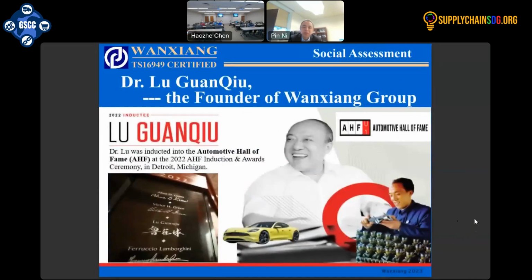Next page. And Dr. Lu was considered a blacksmith in China, and he was the founder of Wanxiang Group in China. Back in 1969, he started the business with $500, and in fact, private business was not legally allowed in China at that time. So he struggled, including dealing with all those government issues. But nevertheless, he became the hero in terms of representing China's economic reform in the last 50 years.